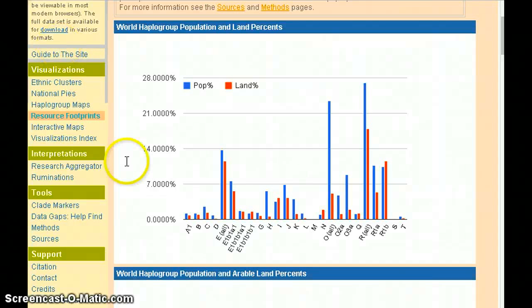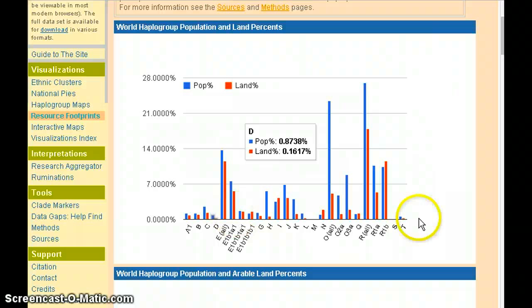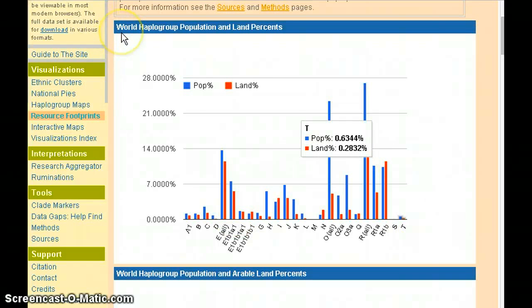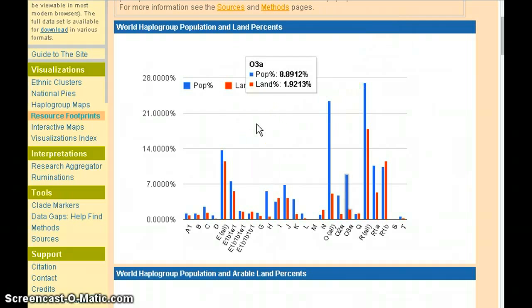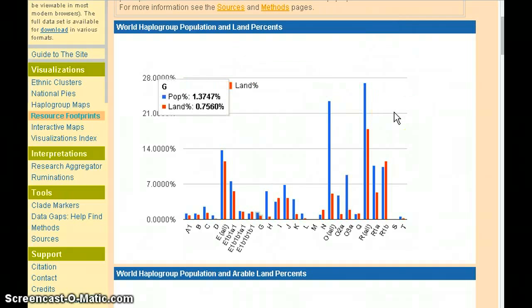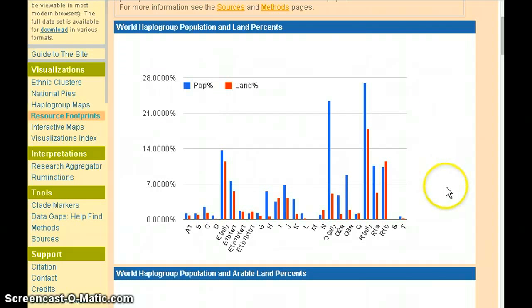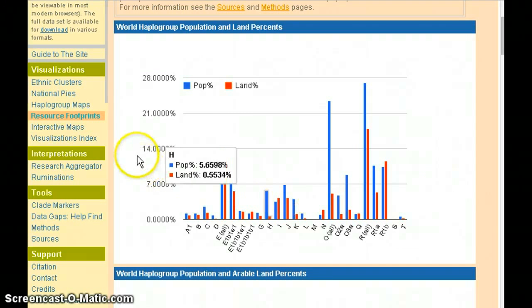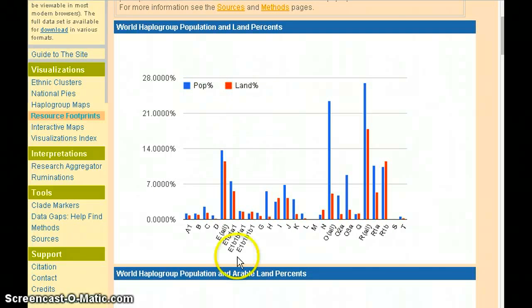The resource footprint pages show how the haplogroups interact with some of the more well-known ecological footprint statistics. I'm not going to go through in detail each of these charts. I just want to show you how they operate on a functional level. What we have here is the population percentage and land percentage that is occupied by each of the major haplogroups.